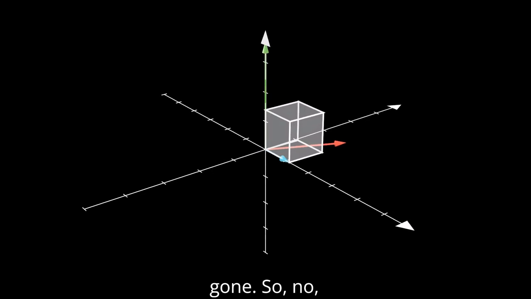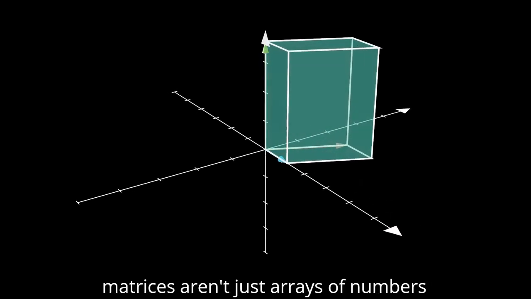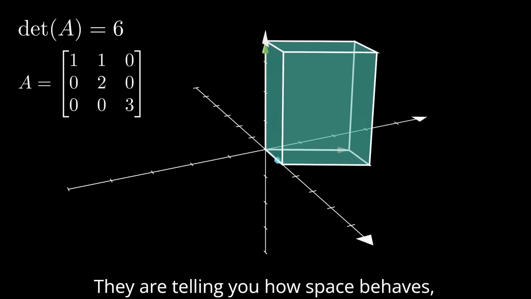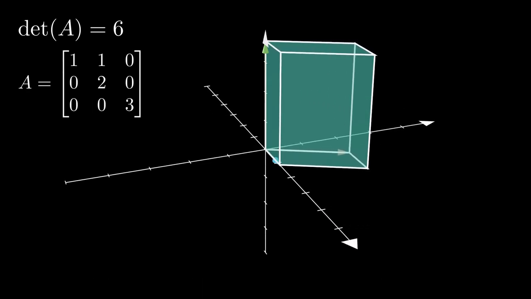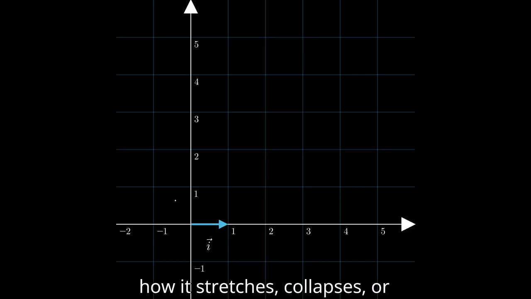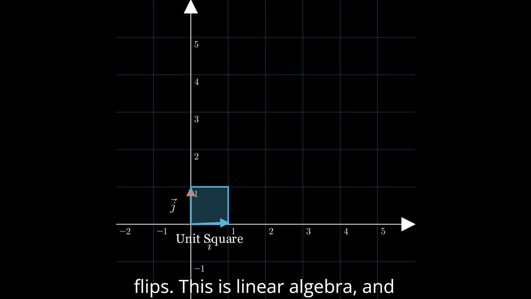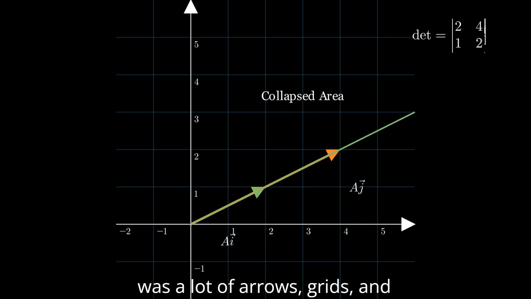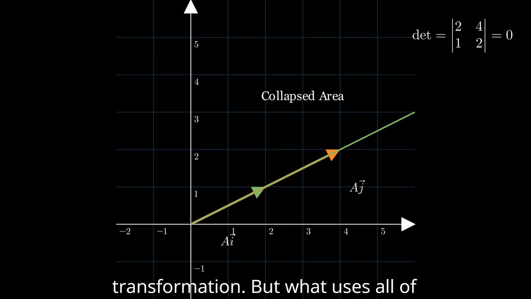So, no, matrices aren't just arrays of numbers, and the determinant isn't just a formula. They are telling you how space behaves, how it stretches, collapses, or flips. This is linear algebra, and this is just an introduction to it. That was a lot of arrows, grids, and transformations. But what uses all of this in real life?